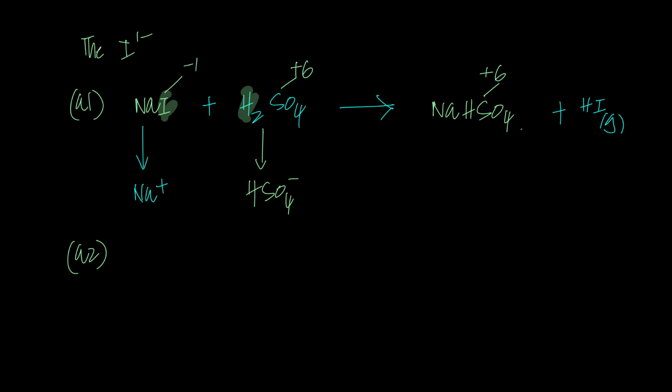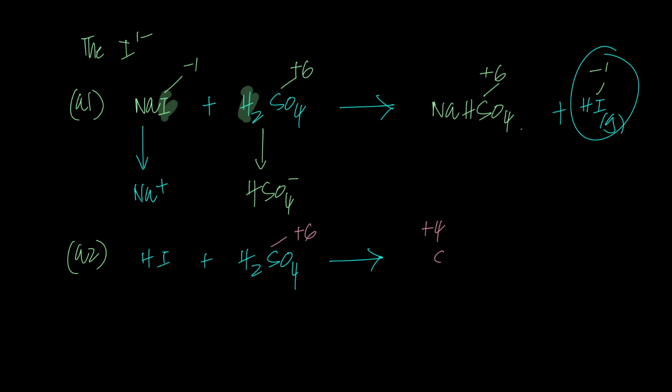But then you know that this HI will react with concentrated sulfuric acid and say, I'm gonna make you go from +6 to +4, SO2. And then I myself am going to go from -1 to 0. How do I go from -1 to 0? I2. And what else is formed? H2O. Pretty simple.